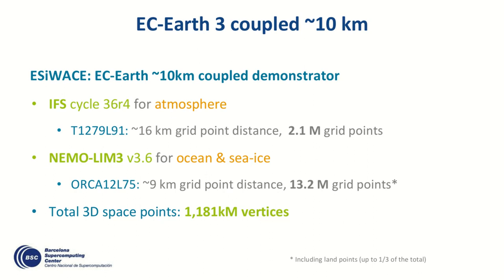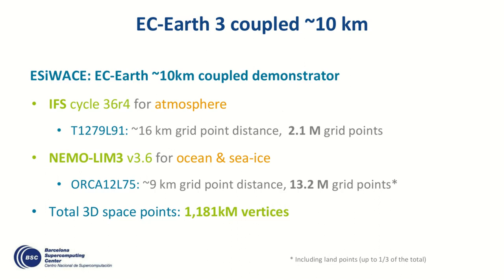The ESiWACE system was using IFS cycle 36. So this system is used nowadays and is the system that was used for the CMIP6 intercomparison project. And in the atmosphere, we have this IFS model with the T1279 configuration with 91 levels. So this is more or less 16 kilometer resolution. And for the NEMO ocean model, version 3 was used for the ocean, with ORCA12 with 75 levels, which is more or less 10 kilometers. So overall, it's a resolution in the order of 10 kilometers.